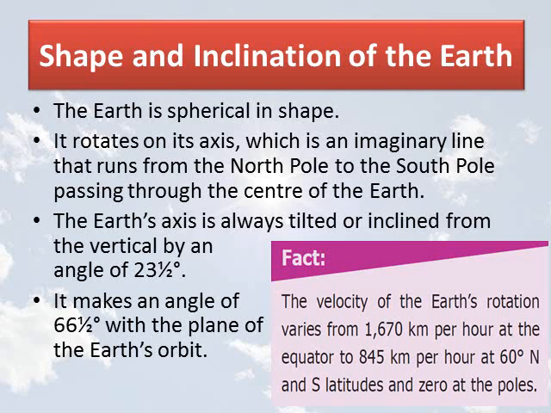The velocity of Earth's rotation varies from 1670 kilometers per hour at the equator to 845 kilometers per hour at 60 degrees north and south latitudes and 0 at the poles. The velocity varies. It is 1670 kilometers per hour at the equator and 845 kilometers per hour at 60 degrees north and south latitudes, and the velocity is 0 at the poles.